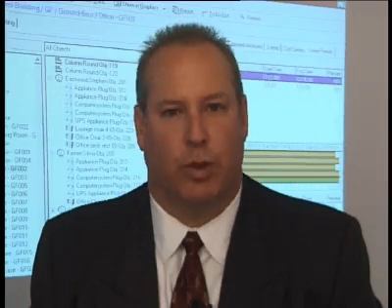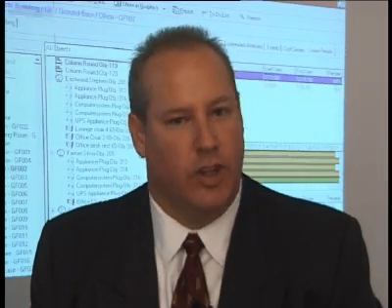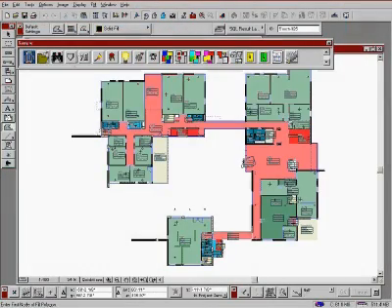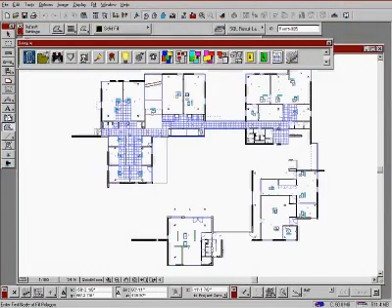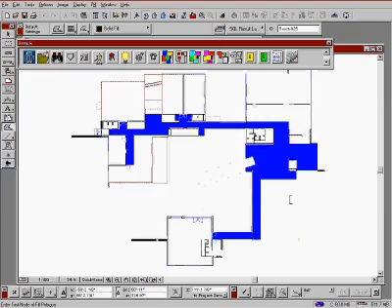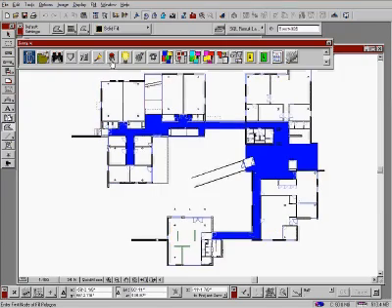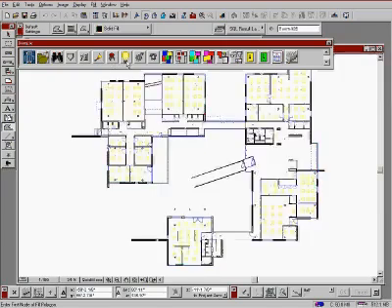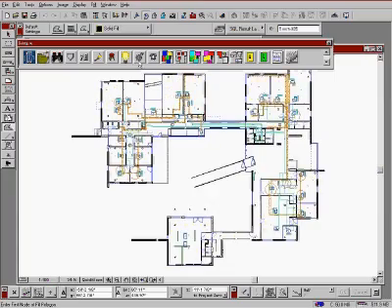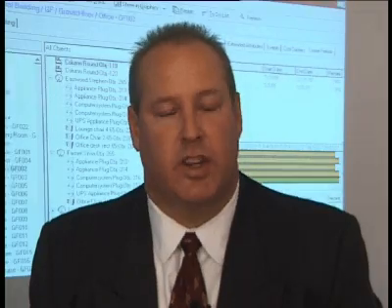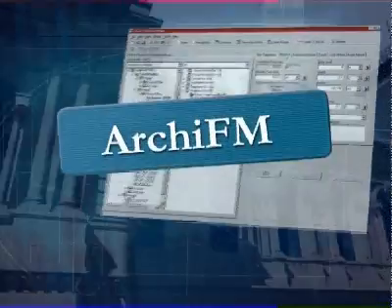Because ArchiFM was created for facility managers, not computer programmers, you can operate the system using your existing staff. All site, building, and inventory data is stored in an integrated database that can be easily accessed and edited, both graphically and textually. ArchiFM's interface is intuitive and easy to understand and navigate.